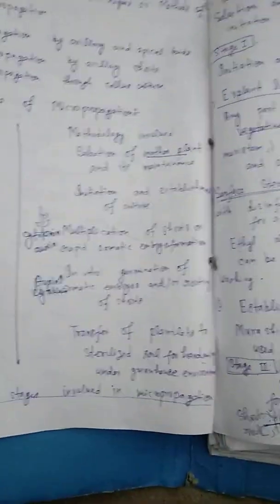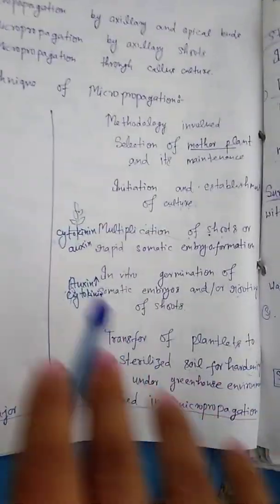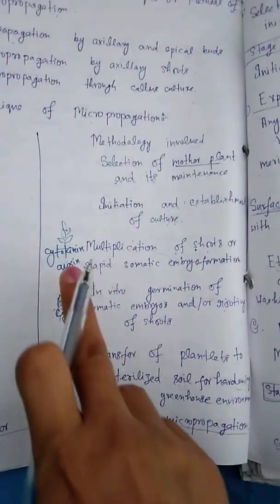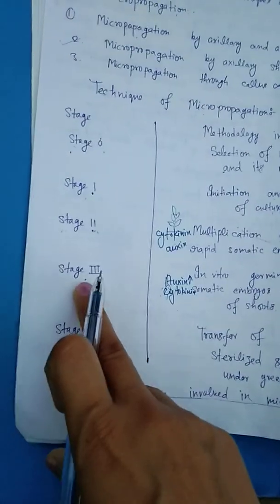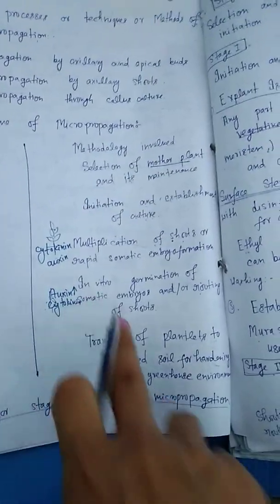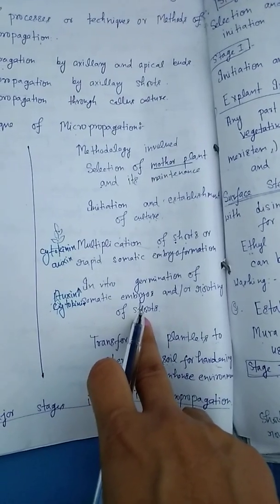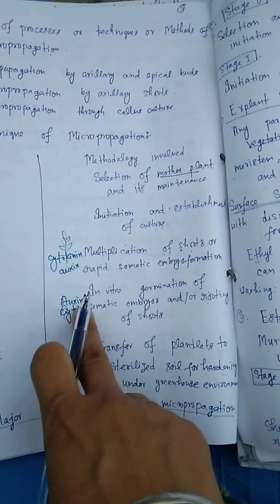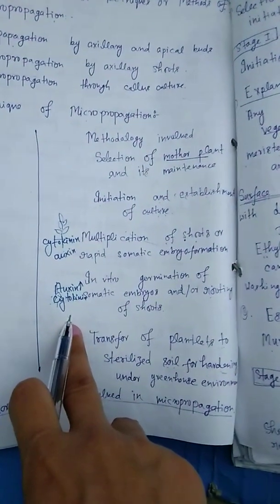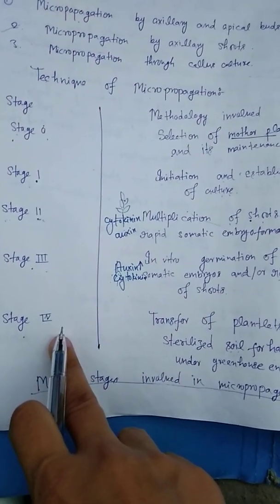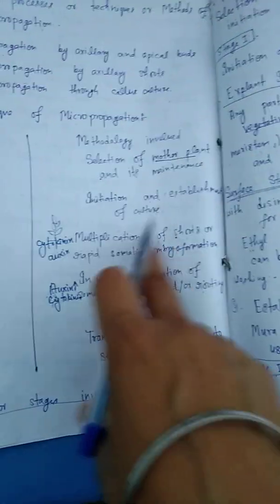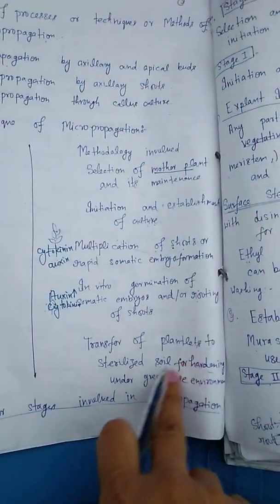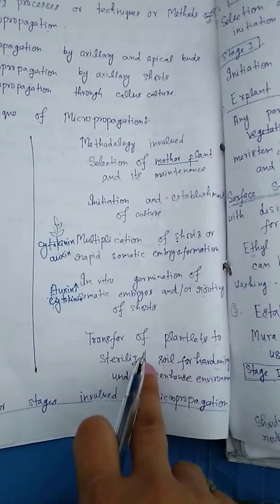And for the multiplication of shoots, we'll take the cytokinin in higher amount as compared to the auxin, because cytokinin promotes shooting. And then stage third comes, and in this stage third, rooting process is involved, in which we'll take the concentration of auxin in higher amount as compared to the cytokinin. Then stage fourth comes, and in stage 4, we'll transfer the plantlets that are generated from these stages to the greenhouse environment from the laboratory.